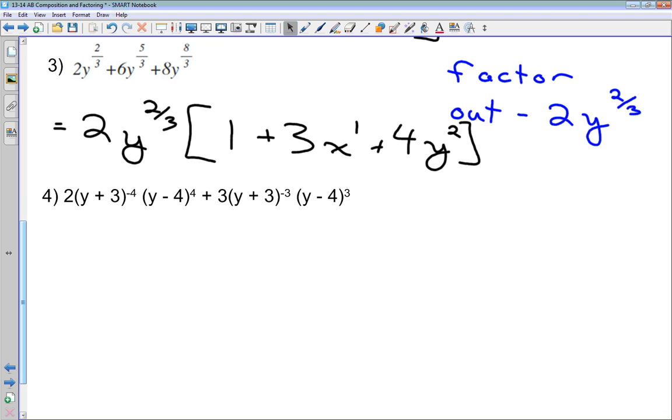Two times (y plus 3) to the negative 4, (y minus 4) to the power of 4, plus 3 times (y plus 3) to the negative 3, (y minus 4) all to the 3.